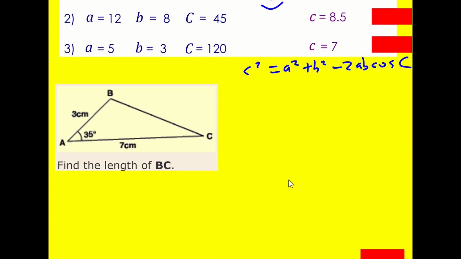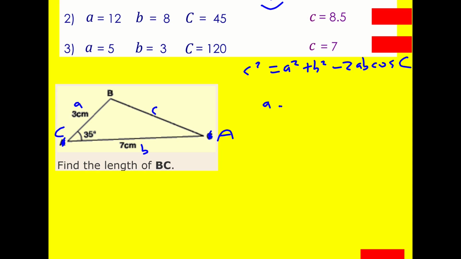you can recognize that actually it doesn't matter how you label your triangle. You're allowed to change the labeling. So I'm actually going to call this capital C, and I'll just swap them around. There's no problem with that. It's just helping me use the formula. So now I'm going to be finding little c, and I've got all the things I need.